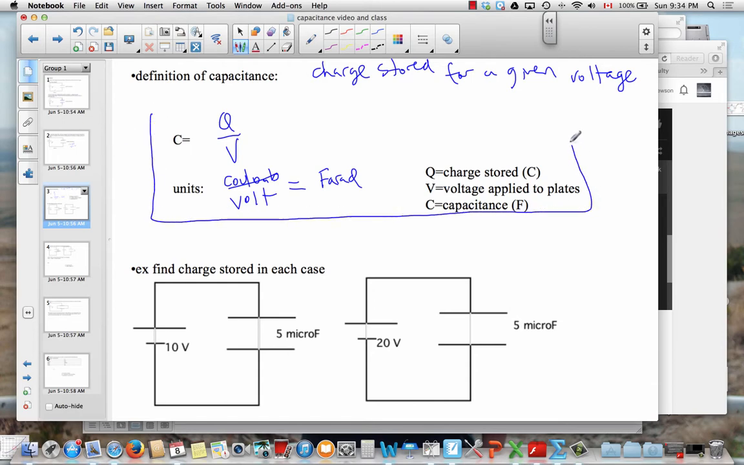The reason it's a ratio is just that you'll store a certain amount of charge at 10 volts on a 5 microfarad capacitor. But if you increase the voltage, because there's extra stored energy here, there'll be extra repulsion, and you'll actually store more charge on the same 5 microfarad capacitor. In fact, you'll store twice as much. So doubling the voltage, you'll get double the charge. So let's try and draw that in our picture here.